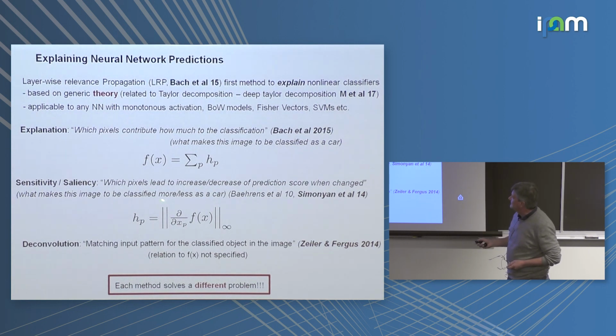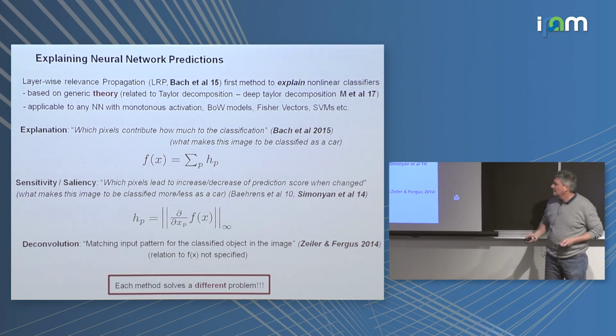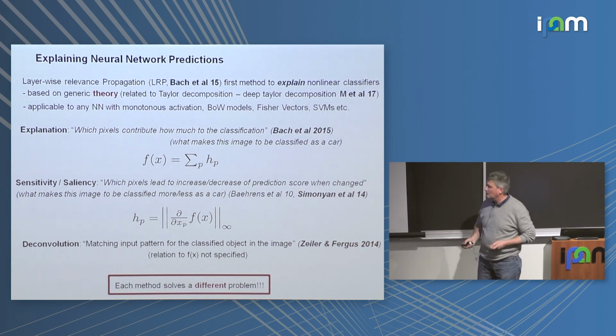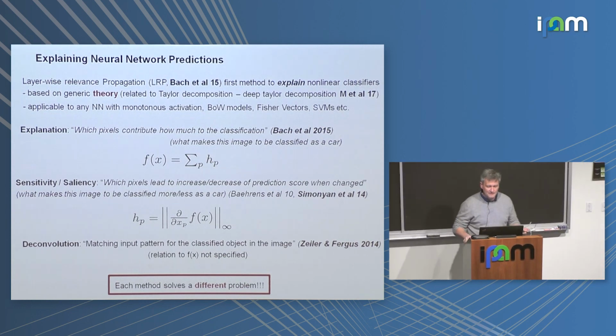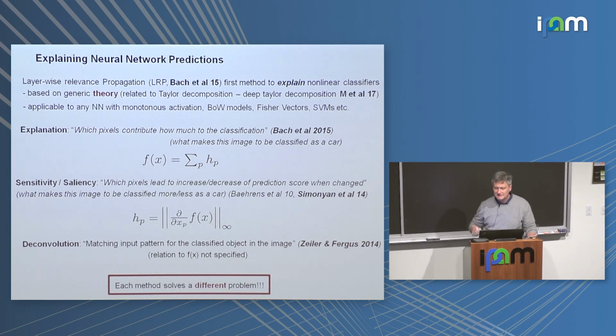In the case of sensitivity, you're asking, if I take the gradient of the function, where f is the function that I'm looking at, the deep net, whatever, then the sensitivity or saliency asks which pixels lead to a decrease or increase in the prediction score when changed. So this is clearly a different question. The question is, what makes this image to be classified more or less a car, or more or less a rooster? It's a different thing. And deconvolution is another beast overall. Each of them solves a different problem, and I think the first step is to be aware of what problem you actually have.